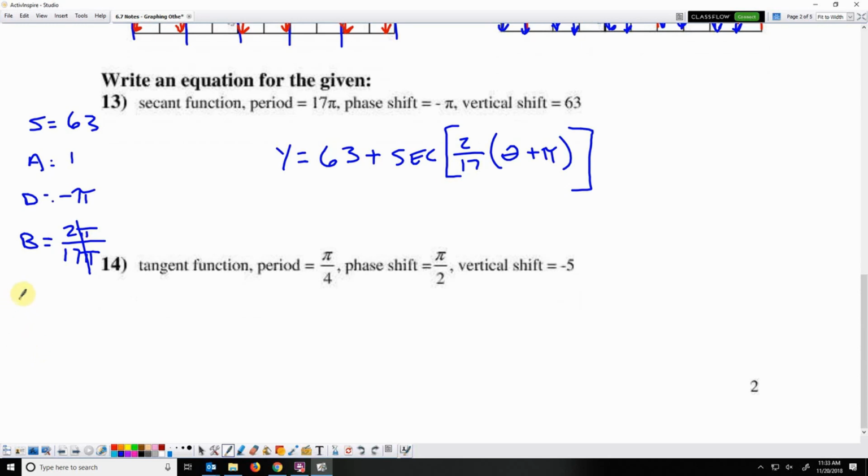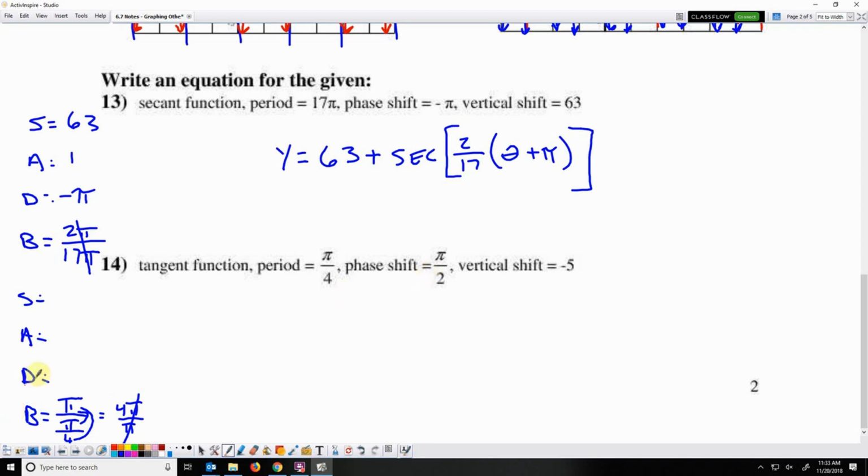And last, number 14, once again, S, A, D, and B. This is a tangent function, which means that B is going to be pi over the period. Okay, so when I do my outer loops, I get 4 pi. Inner loop is pi times 1. So B is going to be 4.